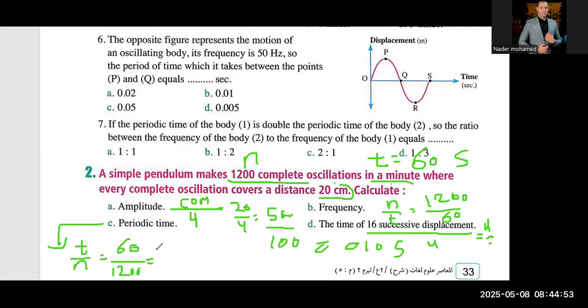60 over 1200 will equal 0.05. This is the periodic time, one wave. So when I need to know the time of 4 waves, I multiply this number by 4. So I multiply 4 by 0.05, and the time will be in seconds.